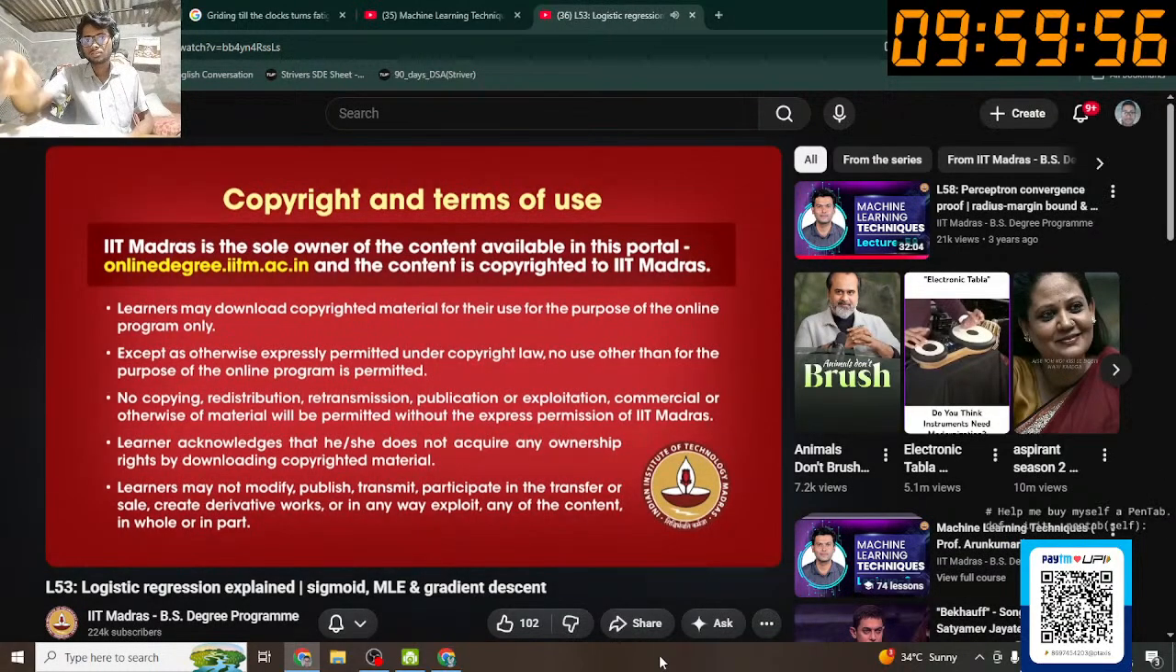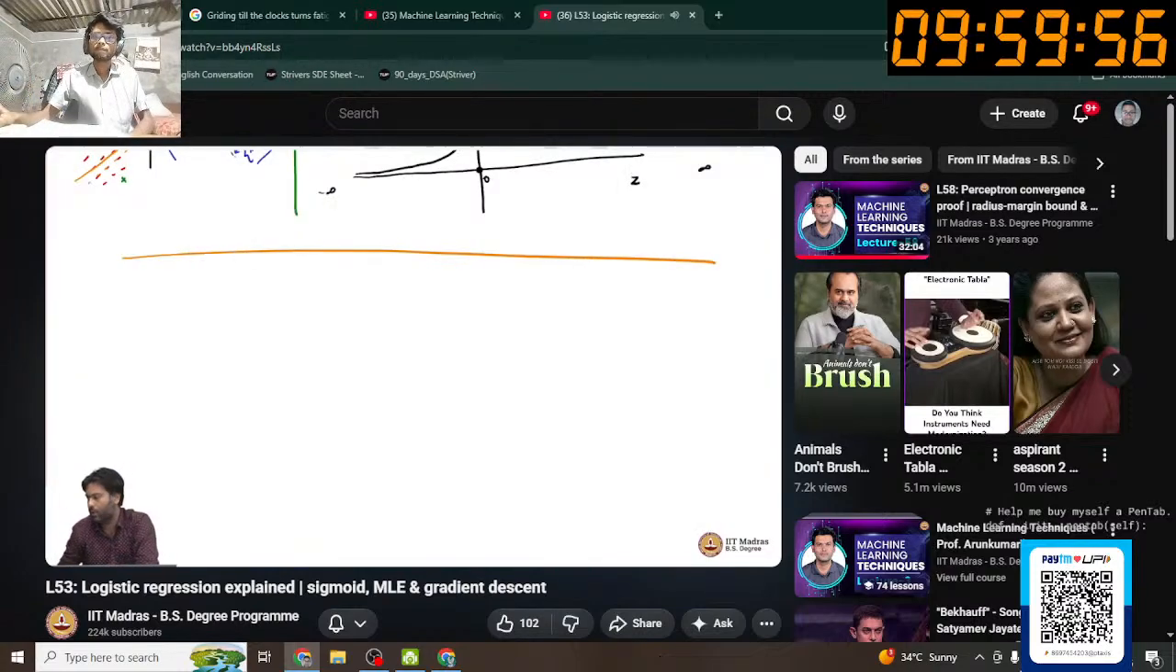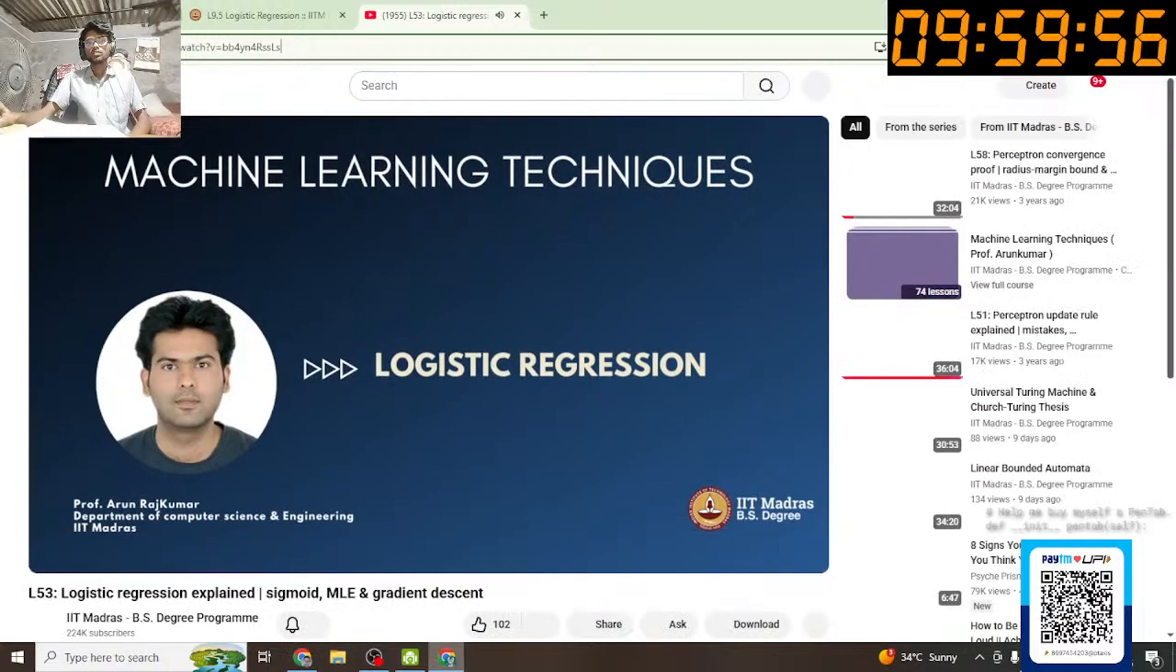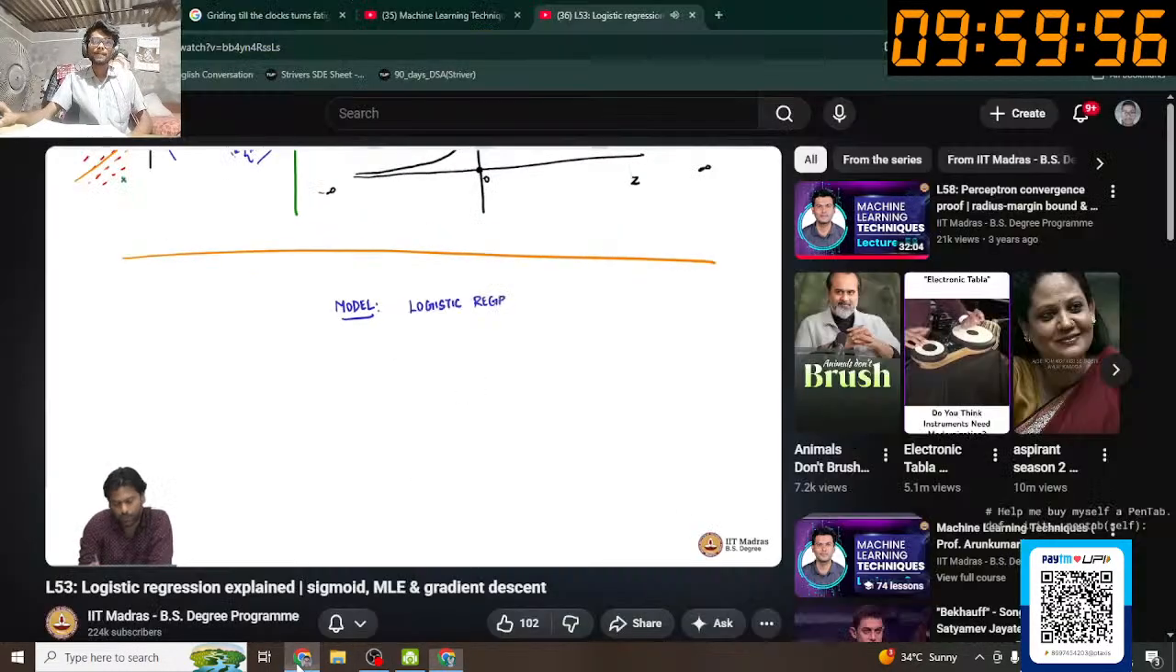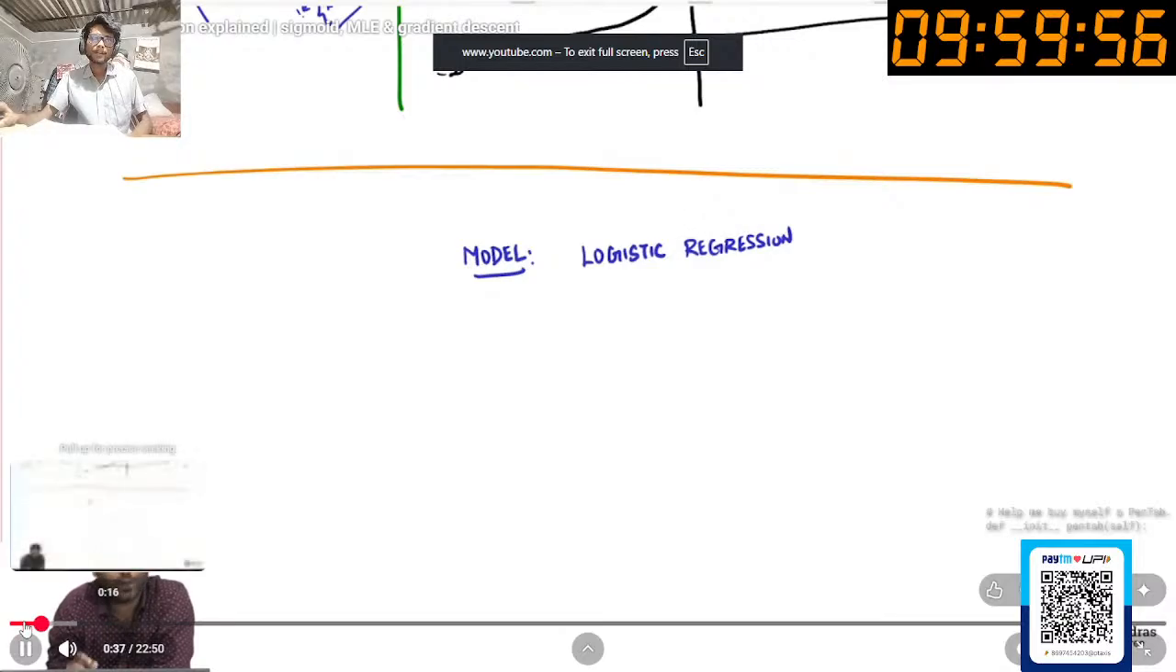So how do you solve for this W? Well, this model, let's go ahead and write down the model. This model is sometimes called logistic regression. You must be careful. Why is it with this name? Though it's called logistic regression.